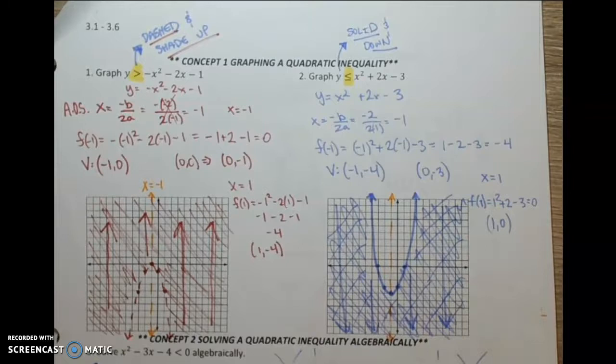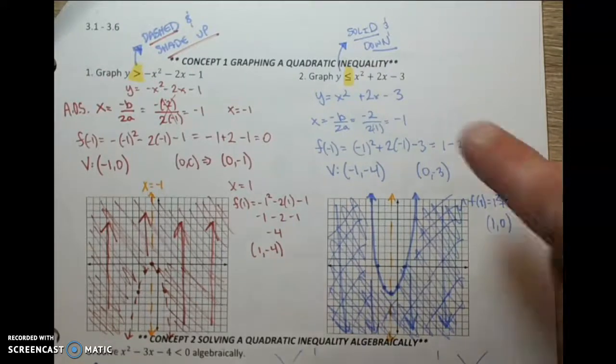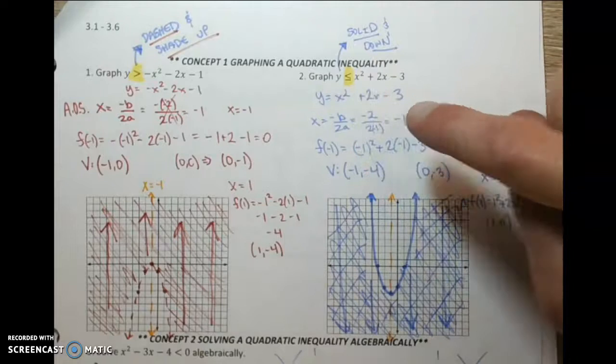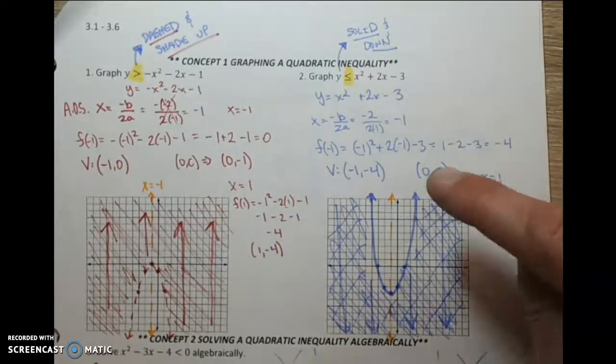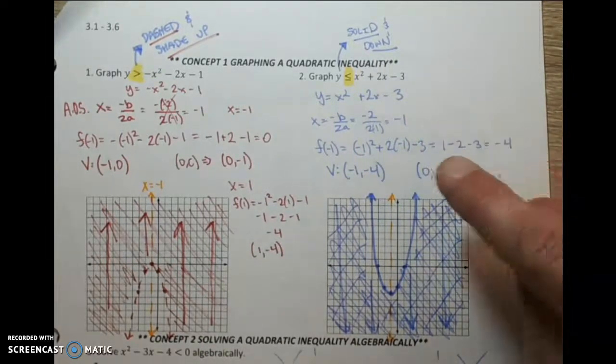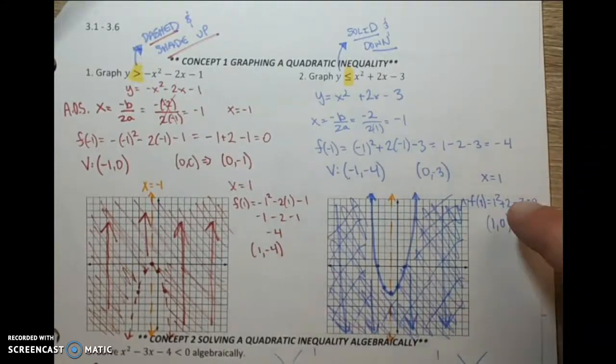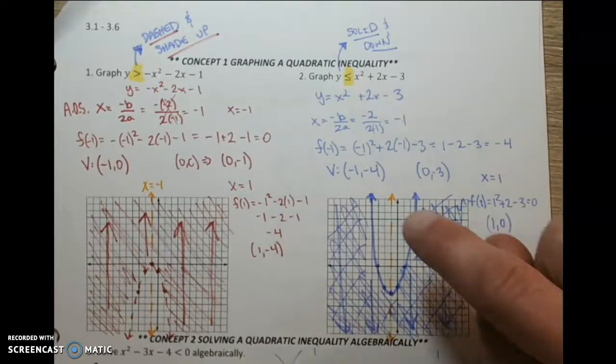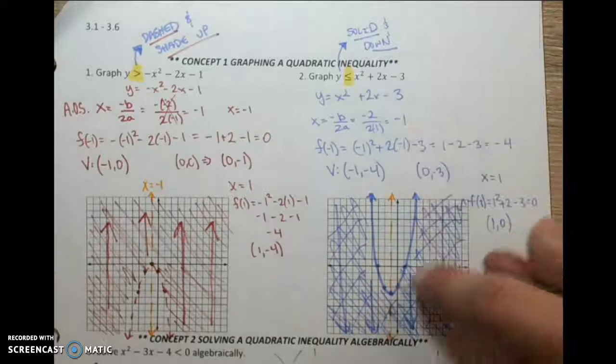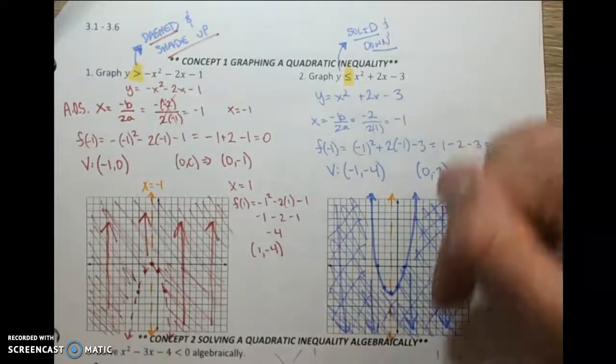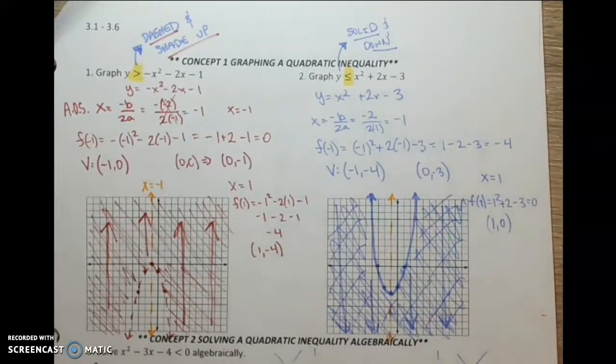Okay, so keys to number 2. It is less than or equal to, which means it's solid, and I'm going to shade down. Change your inequality to an equal sign. Graph the parabola as normal. Find your axis of symmetry, find your vertex, use your shortcut, find another point, get 5 points, make it nice and accurate. Then from there, make your parabola. Here I had a solid line, and then I also shaded down towards the bottom of the page.